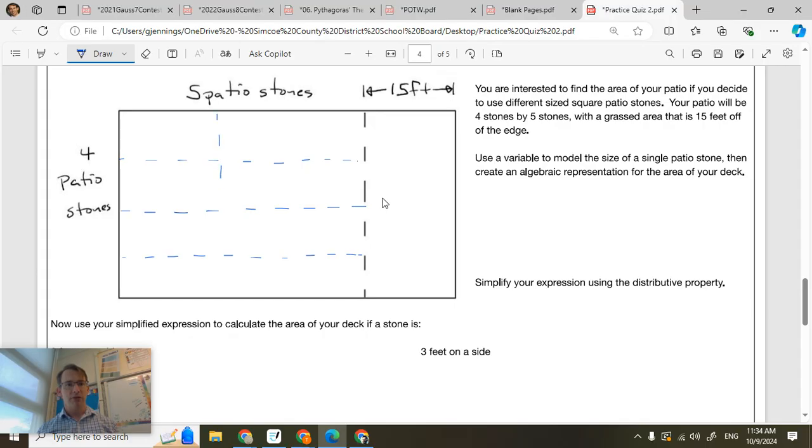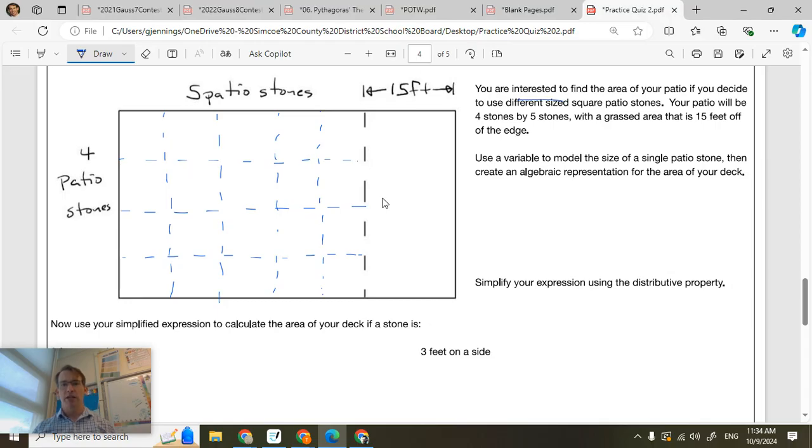Multiplied by 5 patio stones, so that's about there, about there, about there. These are my patio stones. You don't have to do this, but you can visualize that. And then this would be 15 feet times the width of 4 patio stones.